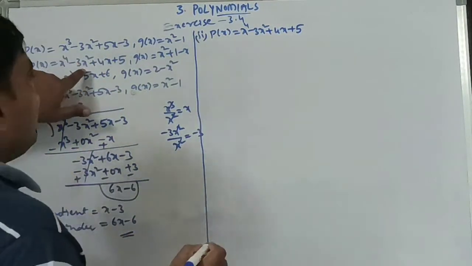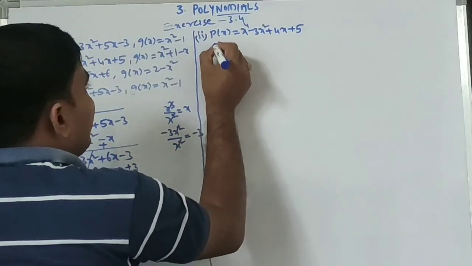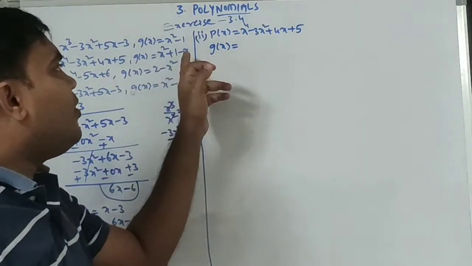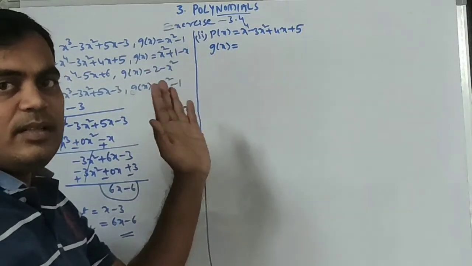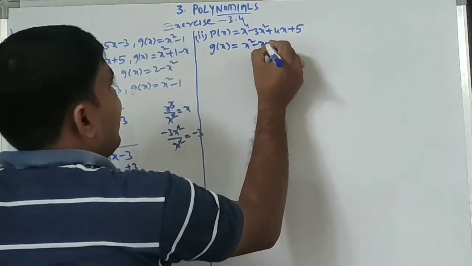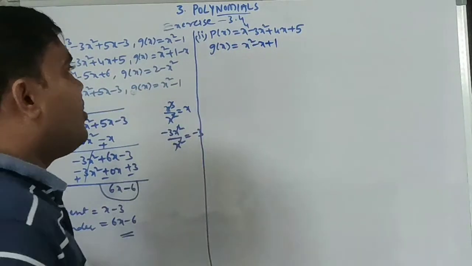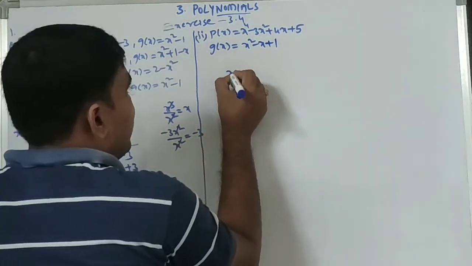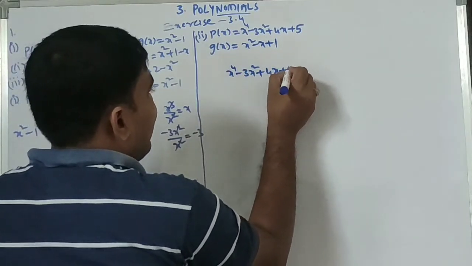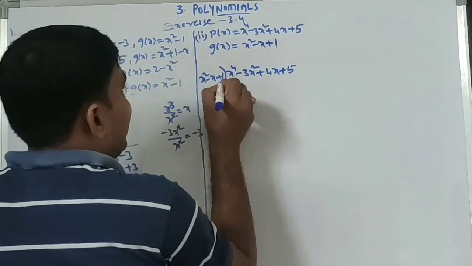x power 4 minus 3x square plus 4x plus 5. Next, g of x equal to x square plus 1 minus x, but I want to write in descending powers order. So x square minus x plus 1. Now I want to divide this p of x with g of x. So x power 4 minus 3x square plus 4x plus 5 with x square minus x plus 1.